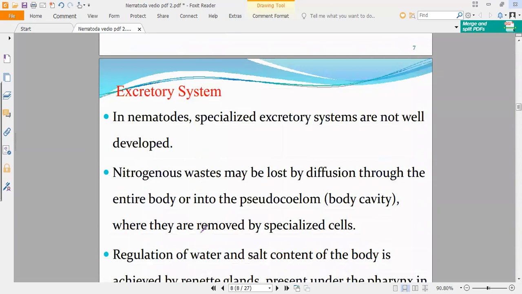The other is the excretory system. In nematodes, specialized excretory systems are not well developed. So excretion takes place by simple diffusion, by diffusion.